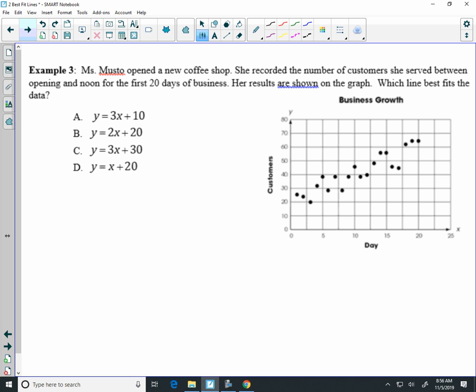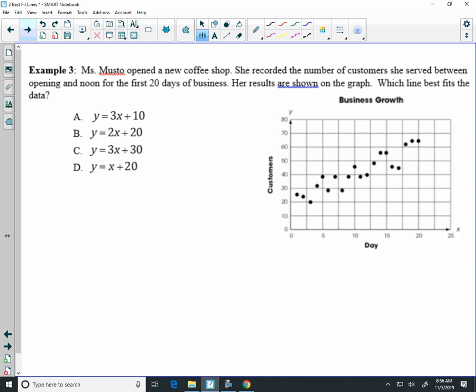All right, last one for today. Ms. Musto opened a new coffee shop. She recorded the number of customers she served between opening and noon for the first 20 days of business, and her results are shown on the graph. Which line best fits the data? And then you're given a bunch of lines.